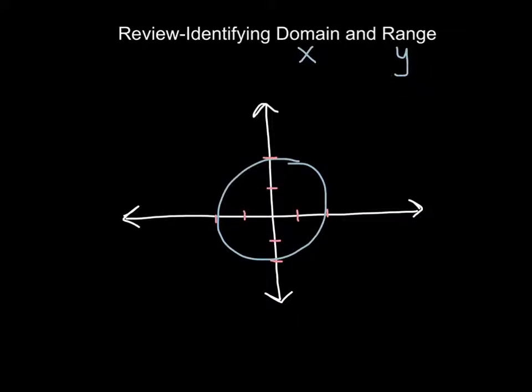So the domain being all possible x values, you have to look at it and think, okay, how far does this thing go on the x-axis and will it continue? Well, it seems to go from this point here all the way over to this point here. So this means that x must be less than or equal to 2, but greater than or equal to -2.